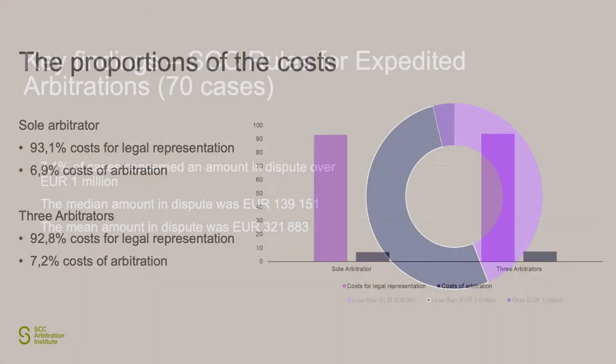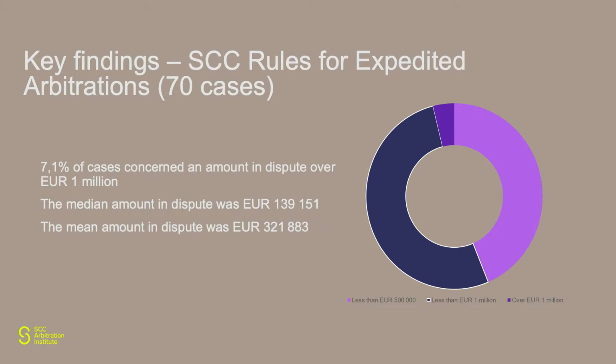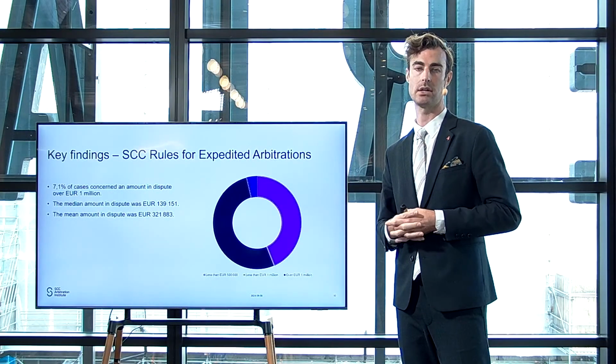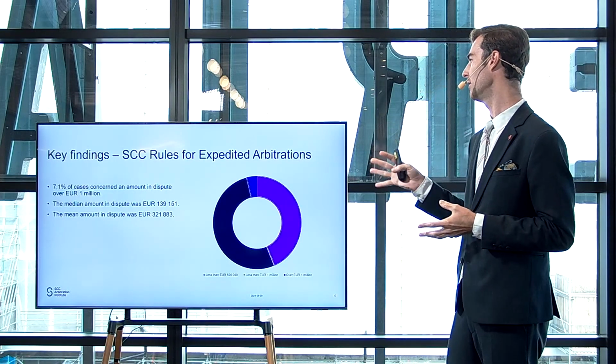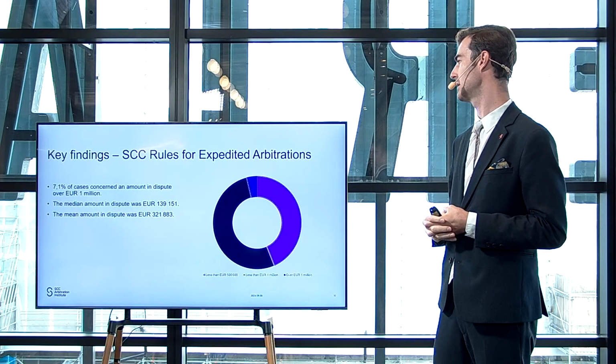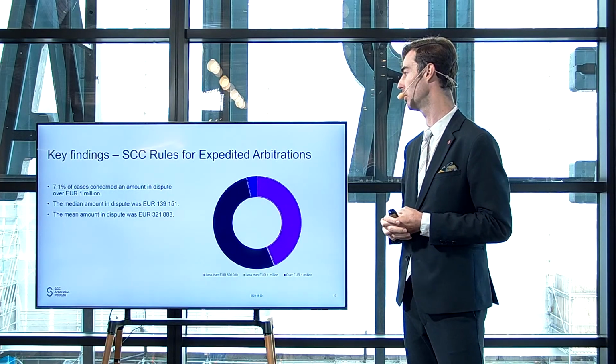Now, as I mentioned at the outset, in this 2024 report, for the first time, we are considering the cases also rendered under the Expedited Arbitration Rules. The SCC's cases are very varied and diverse, and in comparison to many other institutions, almost a third on average over the past 5 years of cases administered by the SCC have been under the SCC's Expedited Arbitration Rules. And as you can imagine, given that these are expedited cases, we have a lower amount in dispute compared to the arbitration rules. And in that case, only 7.1% of cases concerned an amount of over 1 million euros.